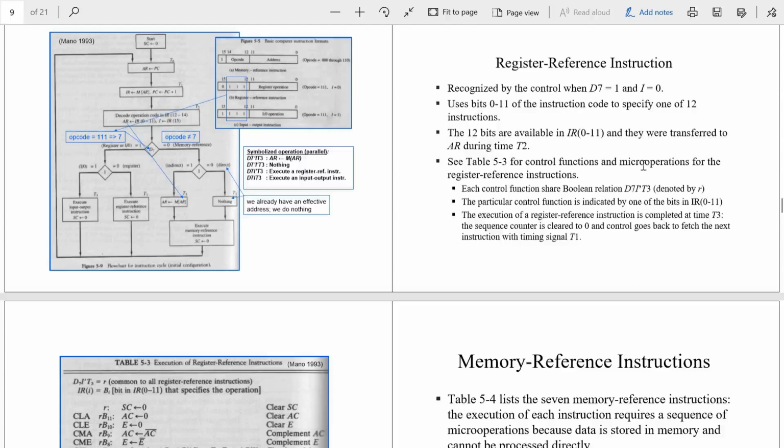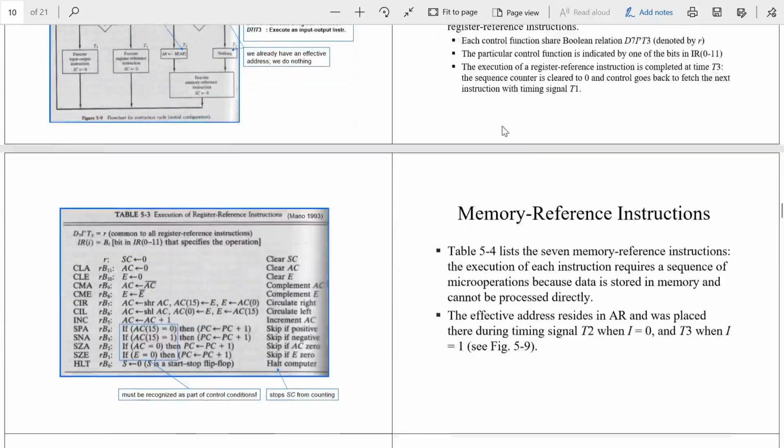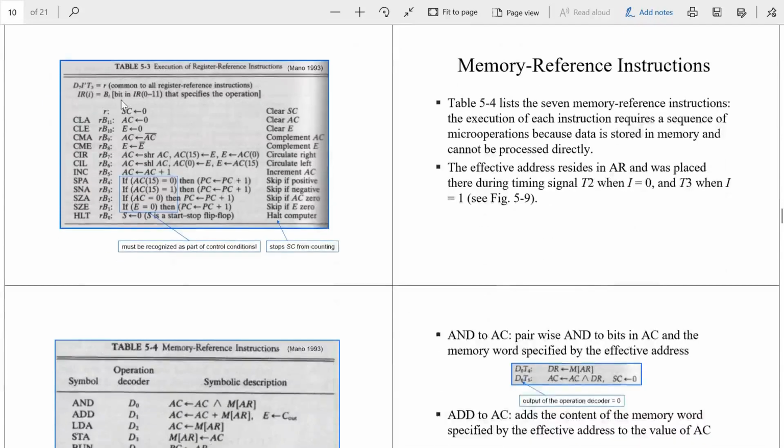Table 3 shows the control functions and micro-operations for the register reference instructions. Here, register reference instruction operations. We have already seen the actions previously. Register reference actions: CLA, that means clear accumulator.